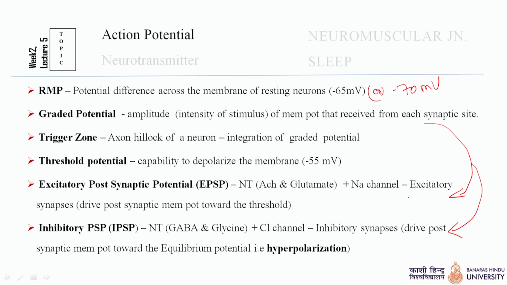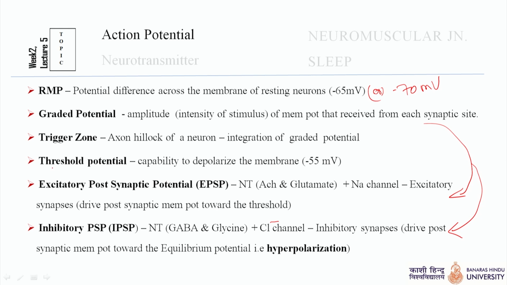This type of synapse is called an excitatory synapse, whereas there are some synapses that release GABA and glycine, depending on the graded potential signal, which go and bind with the chloride channel in the postsynaptic membrane, leading to inhibitory signals. That means it will move towards hyperpolarization. So this type of synapse is called an inhibitory synapse.